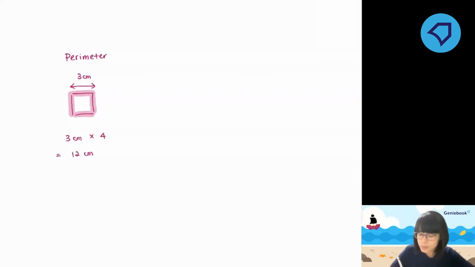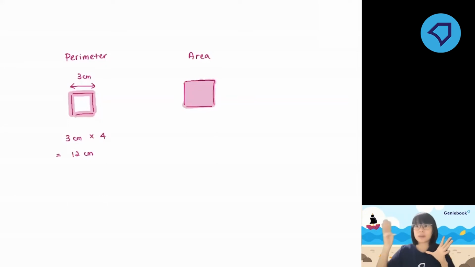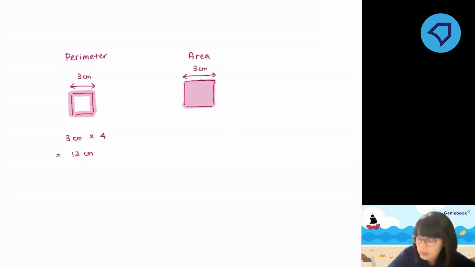But when we talk about area, area is different from perimeter. We are talking about the amount of space it occupies. We are talking about the inside of the square, no longer the outside. Meaning to say, if this side is 3 centimeters, I'm going to cut it up. So each length over here is 1 cm, 1 cm, 1 cm. Can you see? 1 cm by 1 cm is a 1 cm square.